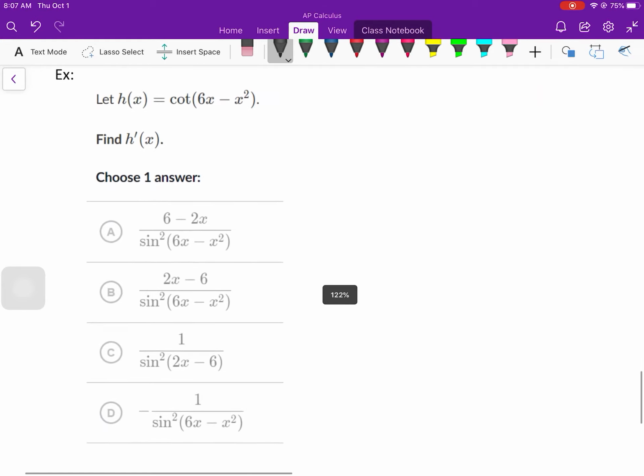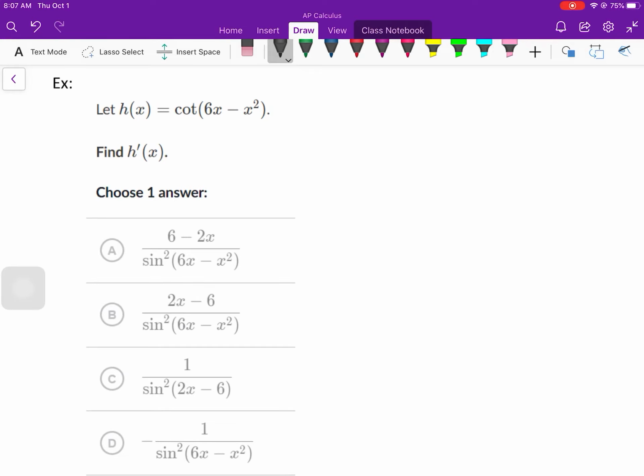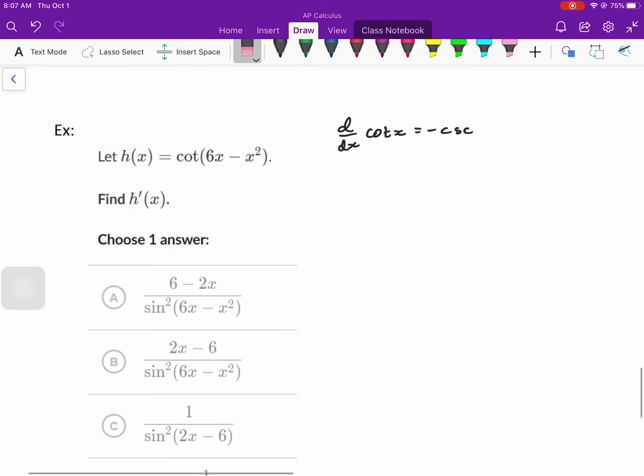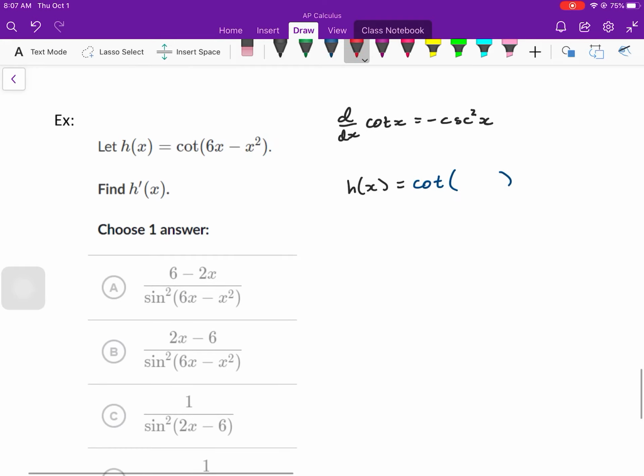Okay, last one. So derivative of tangent, remember, is secant squared, so derivative of cotangent is negative cosecant squared. So we just have to remember that. Derivative of cotangent is negative cosecant squared x. Yes, I do have them all memorized. So our outer function, if I was going to rewrite this, h of x equals cotangent would be our outer function. Then our inner function would be 6x minus x squared.